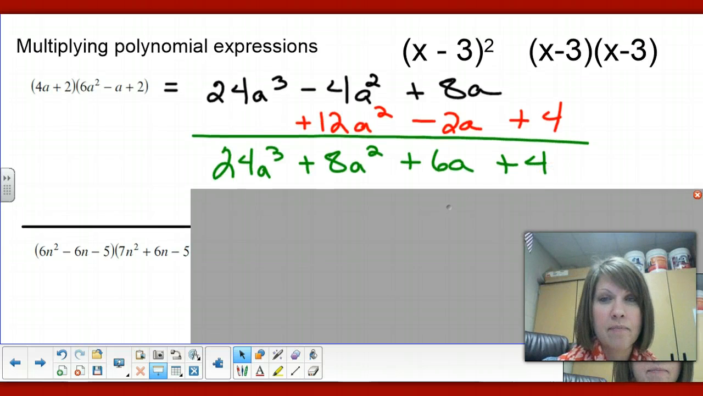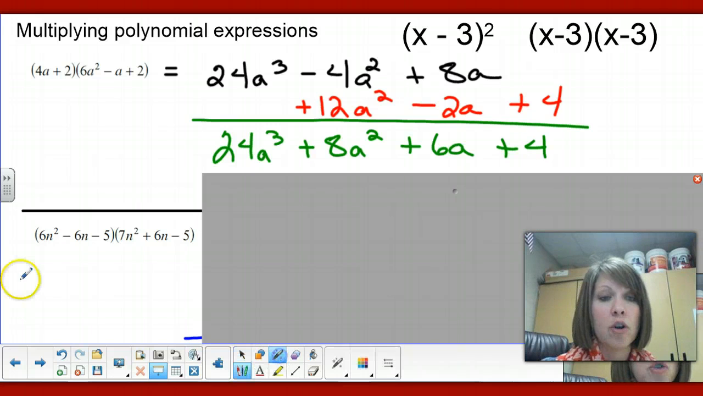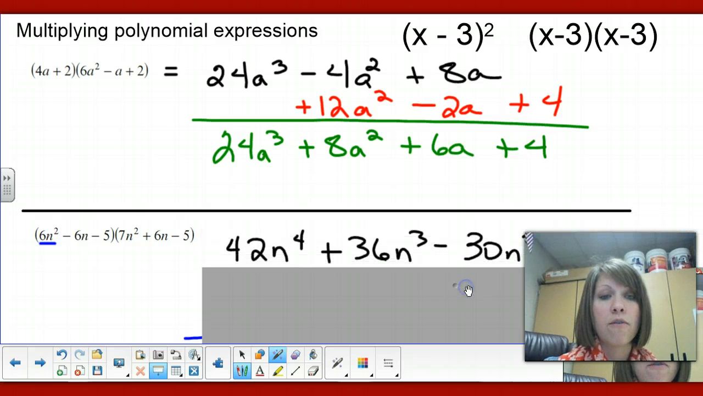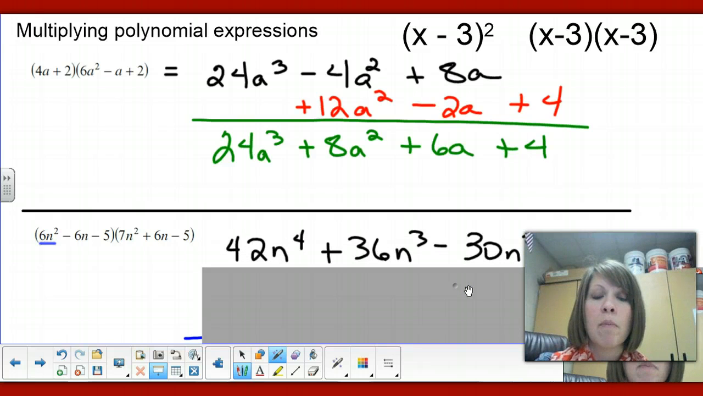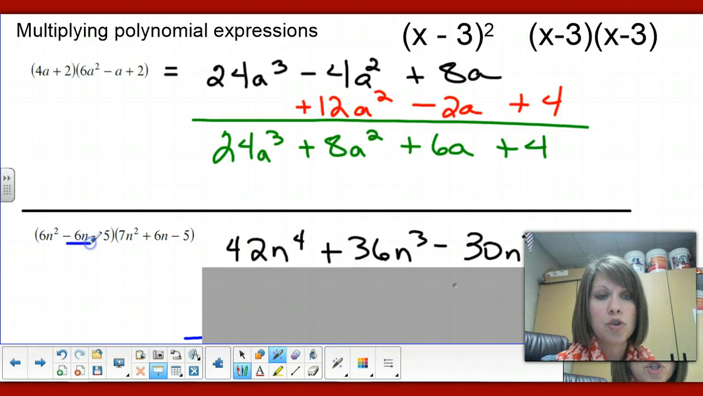Practicing one more time. If you have a trinomial times a trinomial, same deal. We're going to distribute one at a time. First, the 6n squared through the second group to get 42n to the fourth plus 36n cubed minus 30n squared. Then we'll distribute the negative 6n.